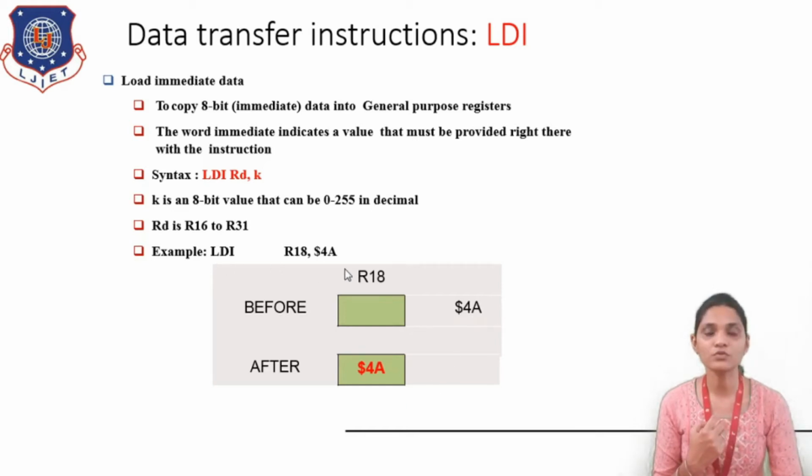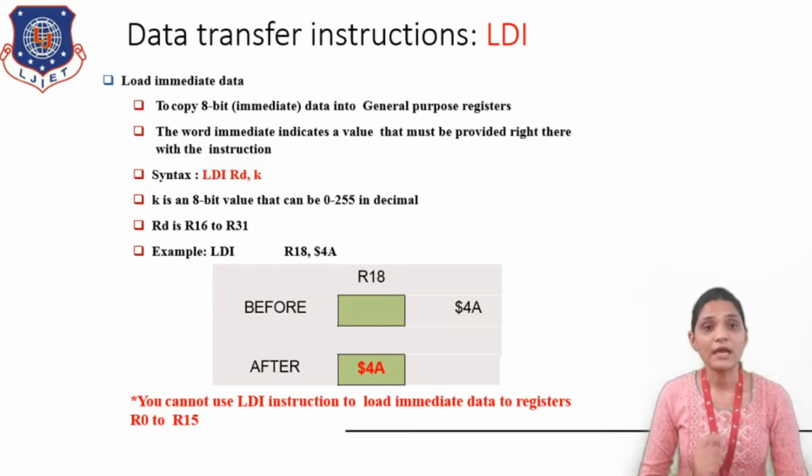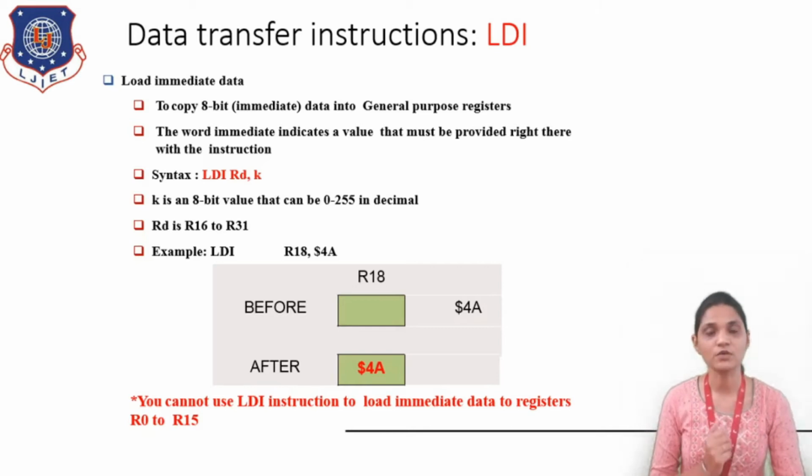After execution of this instruction LDI R18, $4A, the content of register 18 is going to be stored as $4A. So this 4A is the immediate data that is going to be stored inside the register R18. Here we cannot use registers R0 to R15 for the immediate data transfer, that we have to consider.